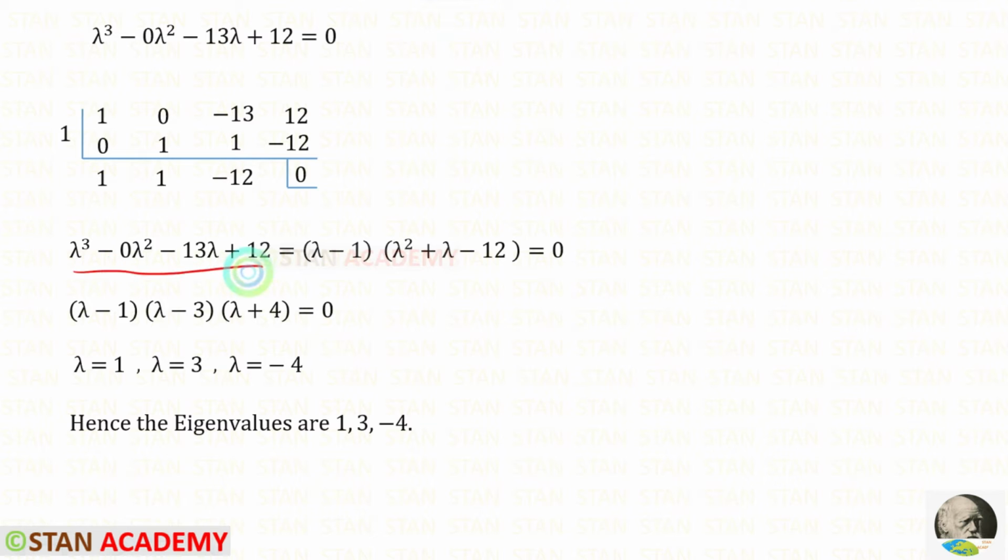So this equation will be equal to lambda minus 1 into lambda square plus lambda minus 12. When we add minus 3 and 4, we will get 1. And when we multiply both of them, we will get minus 12. So instead of this, we can write lambda minus 3 and lambda plus 4. In this way, we are getting the eigenvalues as 1, 3 and minus 4.